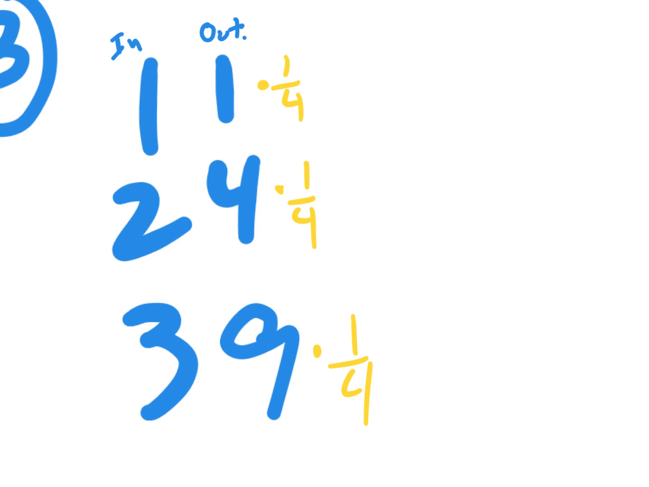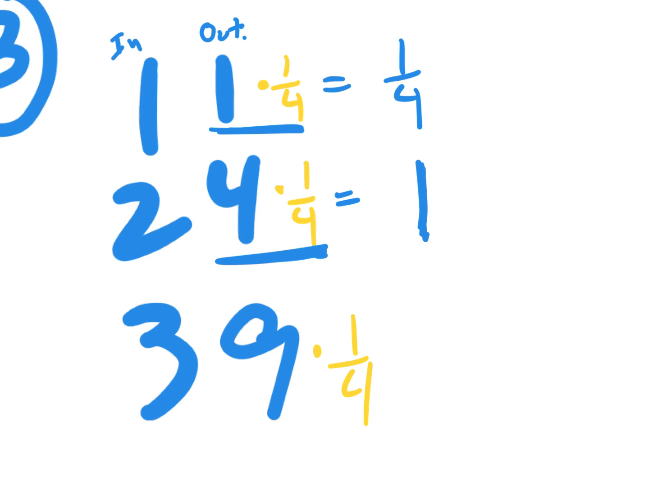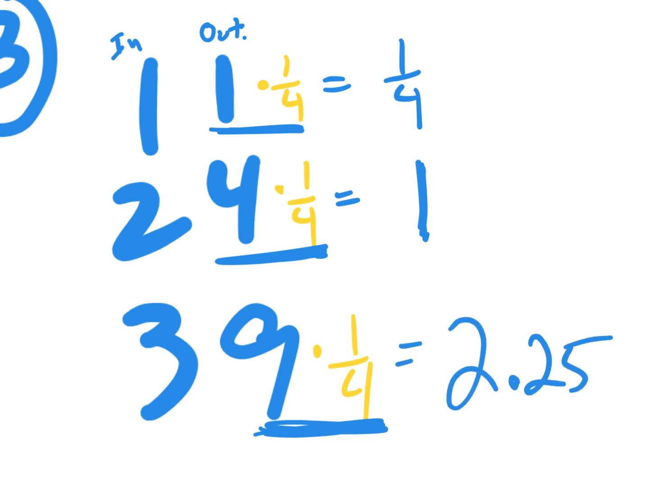So when I go 1 times 1/4, that gives me 1/4. When I go 4 times 1/4, that'll give me 4/4, which is really just the nice number 1. Now when I go 9 times 1/4, and of course you guys could use calculators, right? 9 times 1/4 gives you 2.25. Okay. So what does that mean? It's a little bit more than 2.